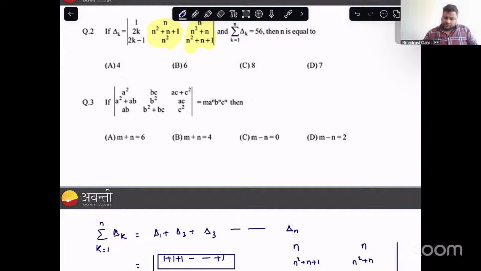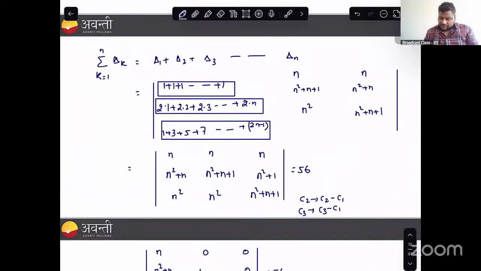Now it is a square, bc, ac plus c square; a square, ab, b square, plus ac; and ab, bc, b square plus c, b square, c square. So how do we manage it? A square, bc, ac plus c square. See, you can take A common from the first row, B common from the first column, B common from the second column, and C common from the third column.